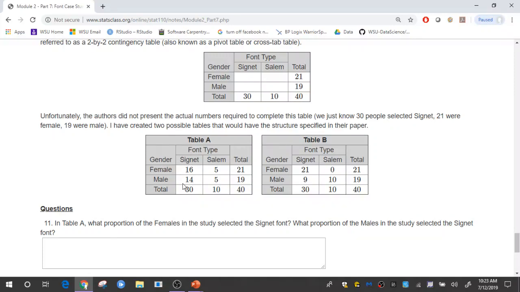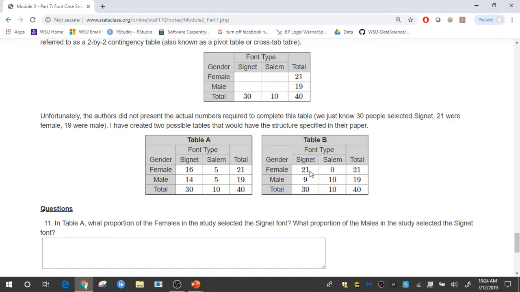So these are made up numbers because they did not provide enough information in their article to tell me the combinations here. So how many females picked Signet and how many females picked the Salem font, likewise for males. But this could be one possible arrangement. In this arrangement, you can see that I have 21 females, 19 males, so 14 plus 5 is 19, 16 and 14 is 30, and 5 and 5 is 10. So this could be one possible arrangement that they had. Or this could be another possible arrangement that they had.